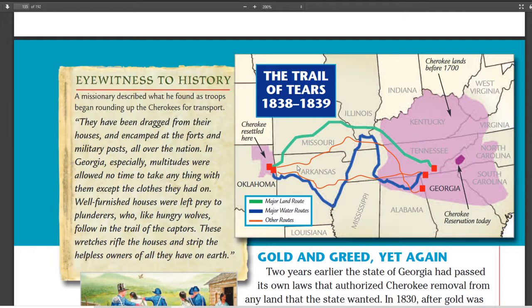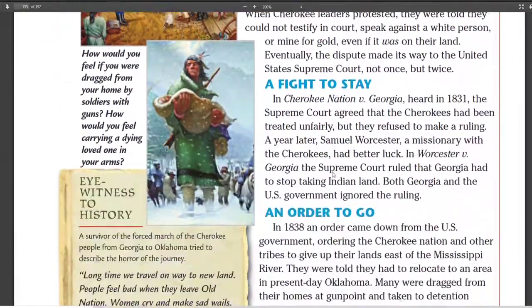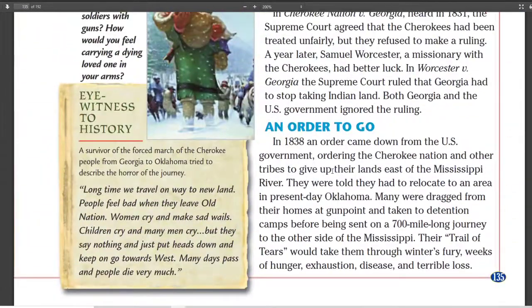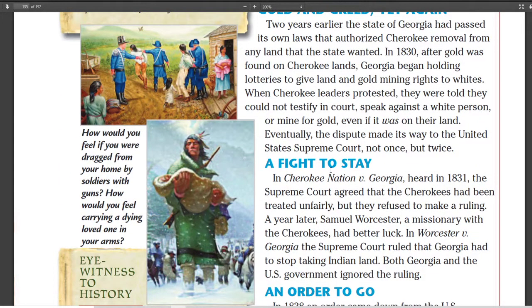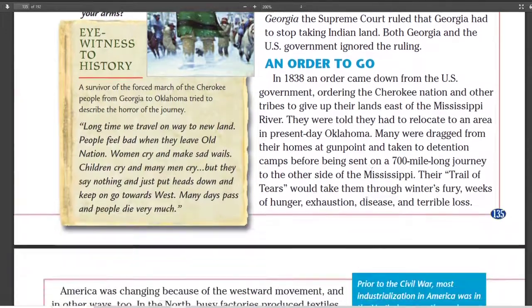happy about this. The Indians were forced, Trail of Tears, where Cherokee Indians were forced to move to Oklahoma. They had the Indian Removal Act, which said that the U.S. government could make treaty with American Indians to exchange land.